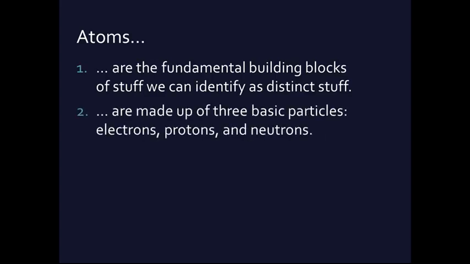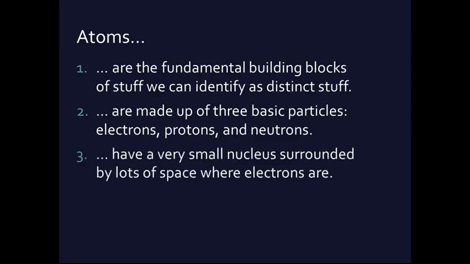Atoms, as we said, are made up of three basic particles: electrons, protons, and neutrons. Atoms are made up of a very small nucleus surrounded by lots and lots of space, where the electrons are in what we call shells and orbitals around the nucleus. The comparison that Young and Freedman give is that a nucleus is like a tennis ball in an area that's several kilometers large.